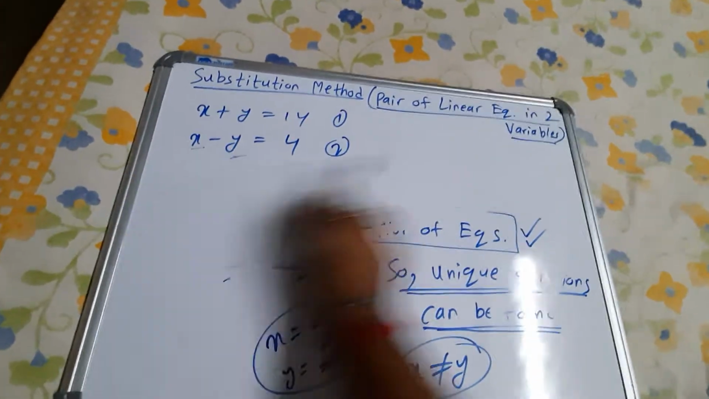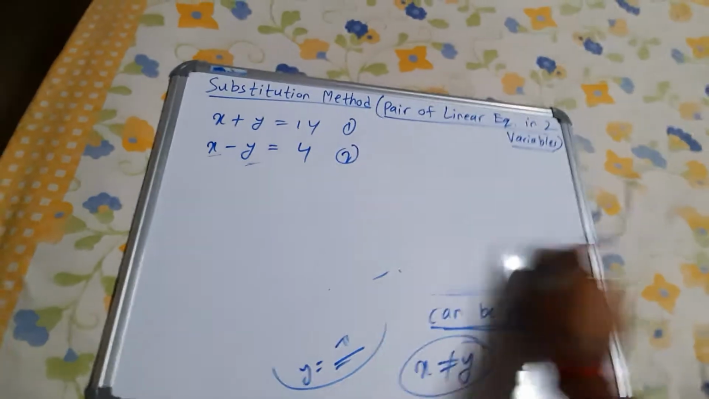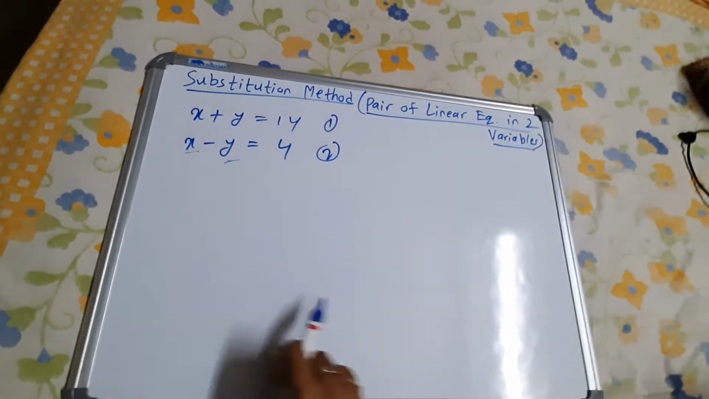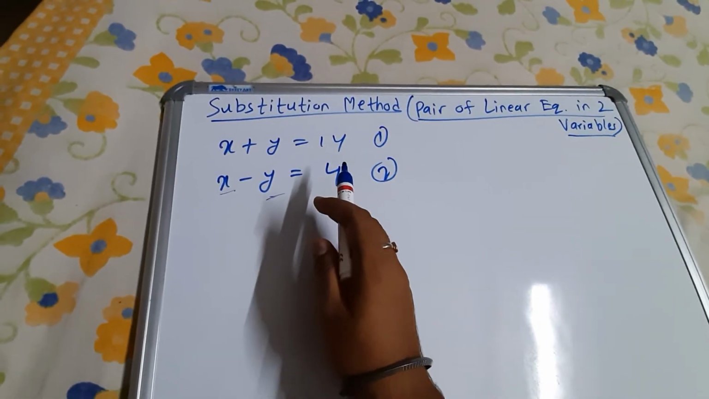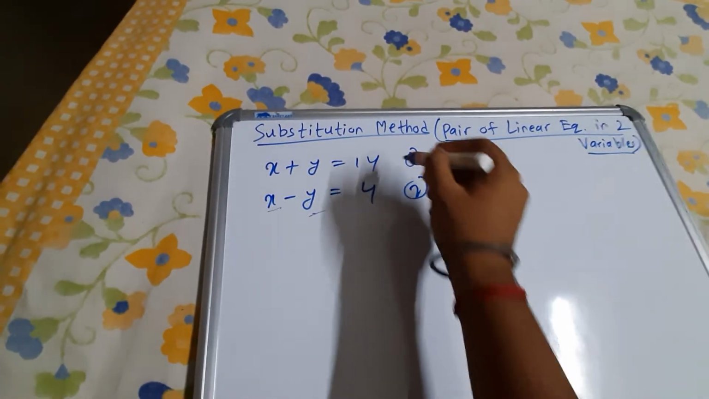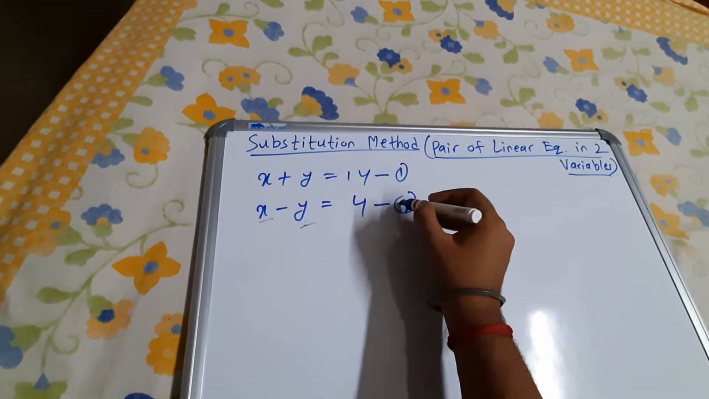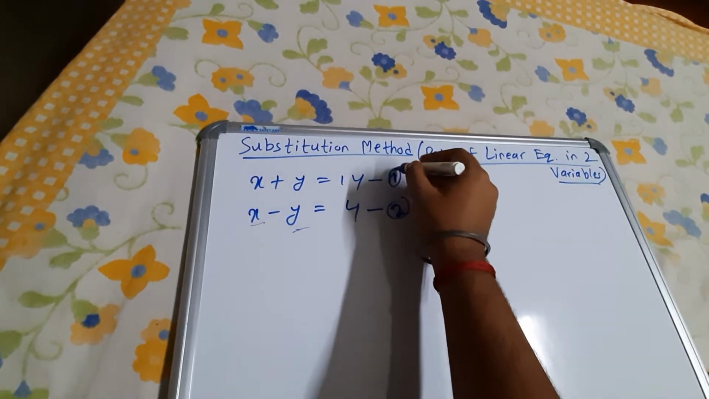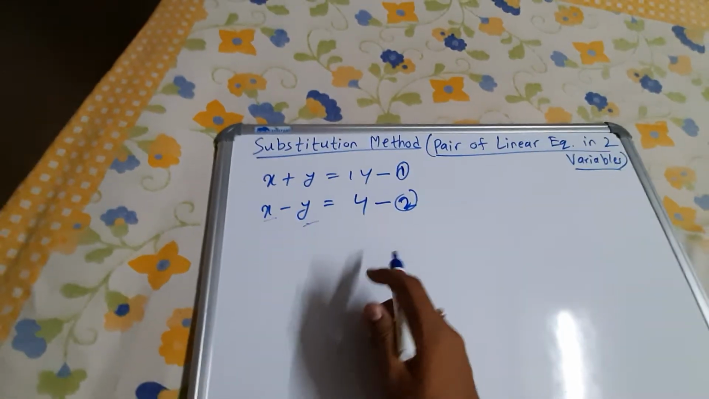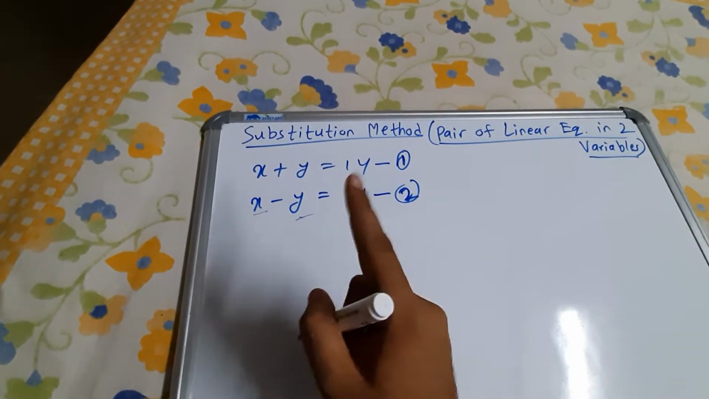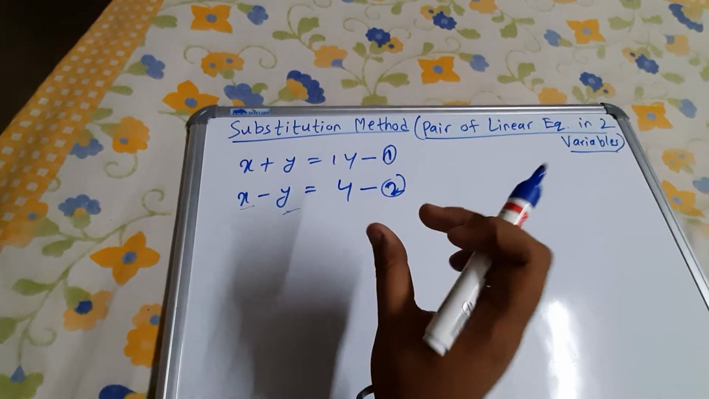Let's see how to solve this kind of equations. See, these are the two equations, x plus y equal to 14, x minus y equal to 4. First we have to name both the equations. First is equation number 1, second is equation number 2. So equation 1, equation 2, like this we name them. Using any equation we have to find any one variable. We have to make any one variable the subject.